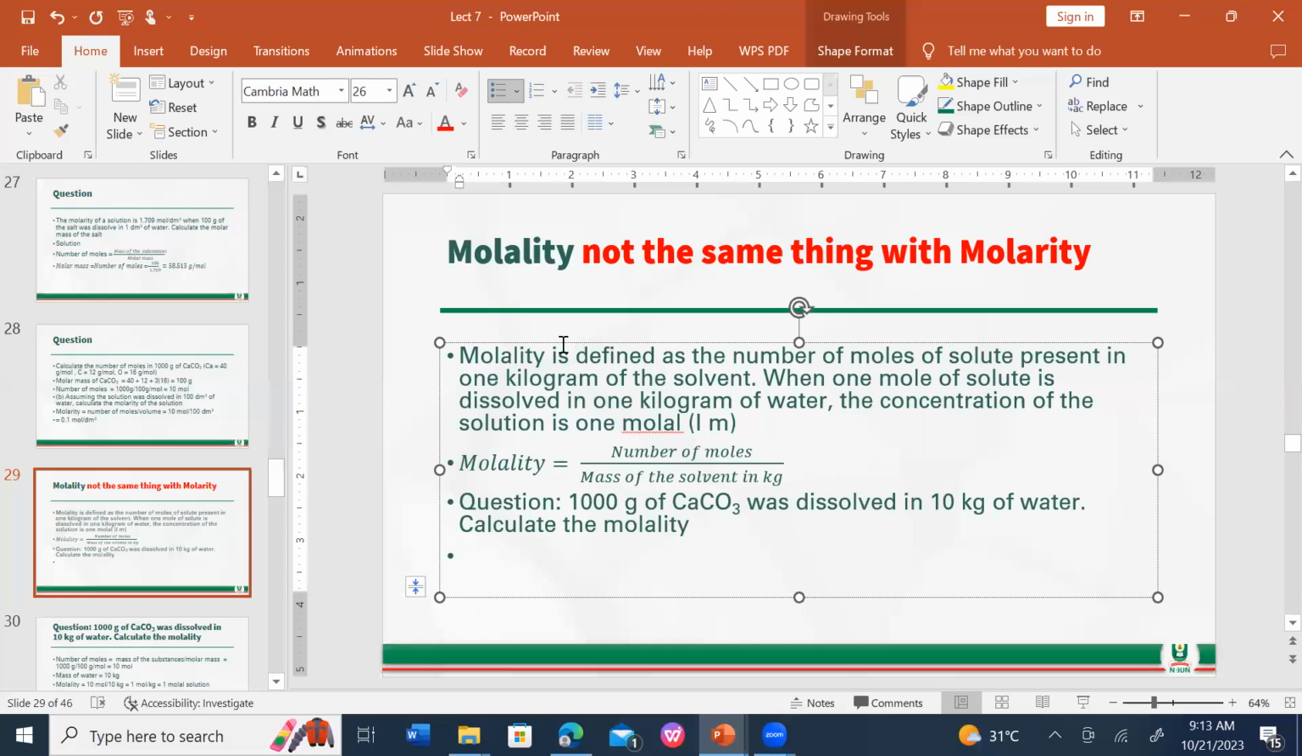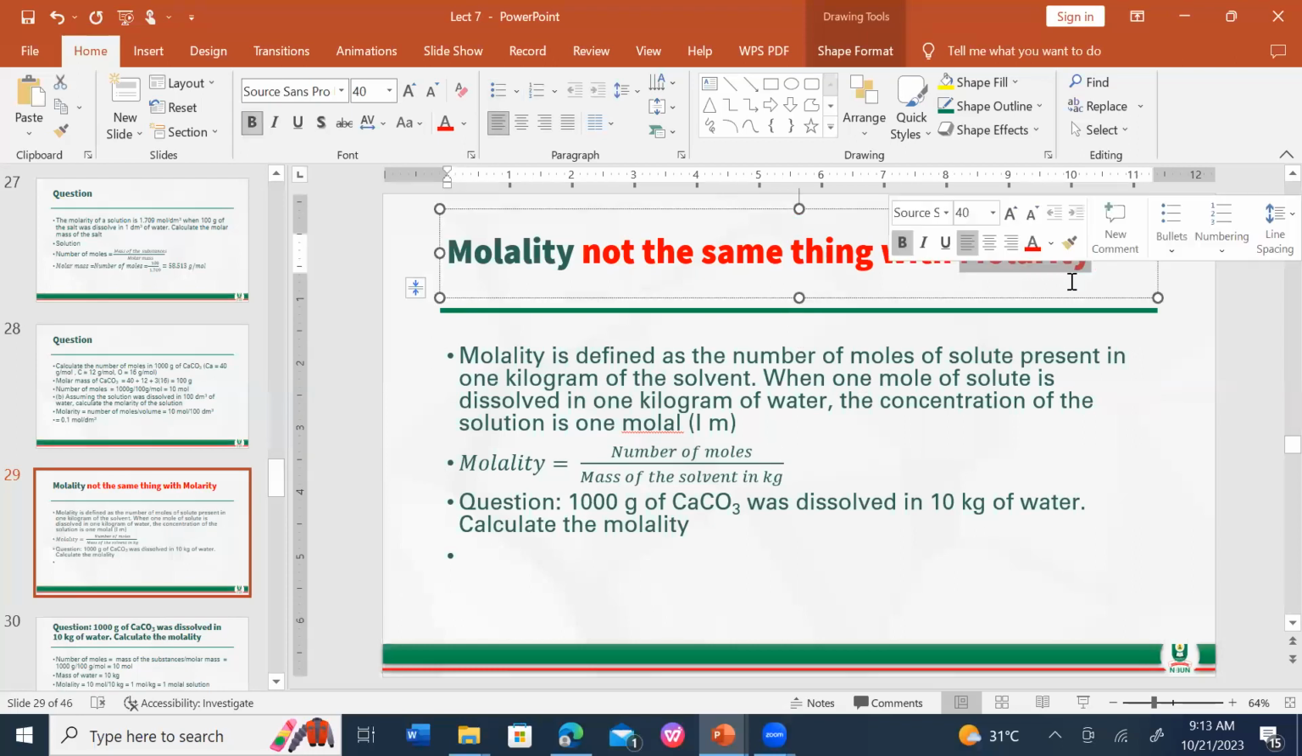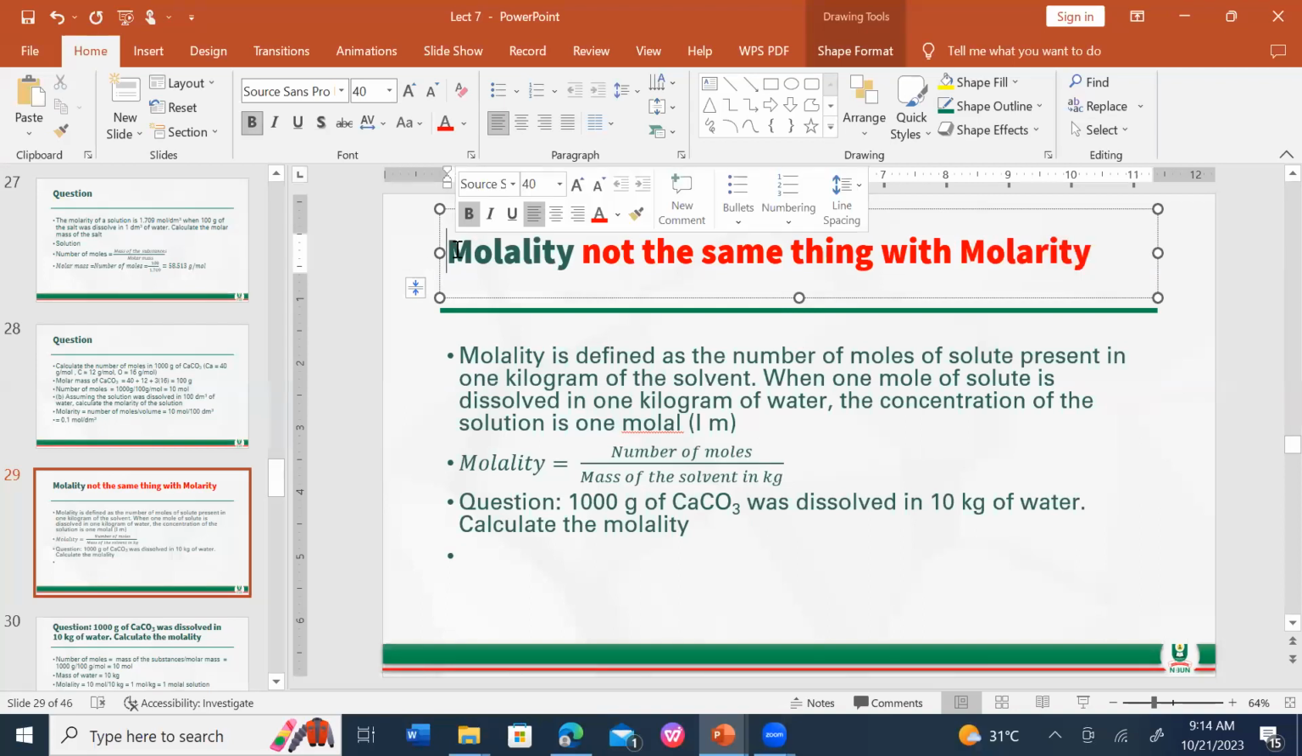Molality, spelled M-O-L-A-L-I-T-Y, is defined as the number of moles divided by the mass of the solvent in kilograms. Molarity is what we calculate with the number of moles divided by the volume of the solution in dm cube. But this one, when it's with double L, takes this. So it is the number of moles divided by the mass of the solvent in kilograms.